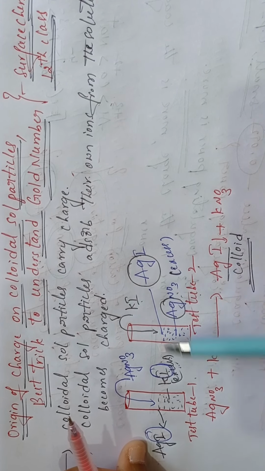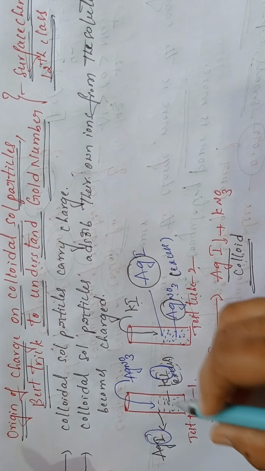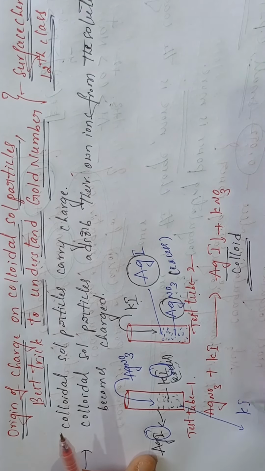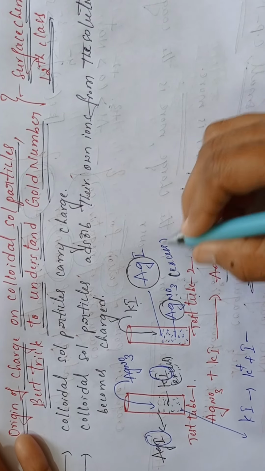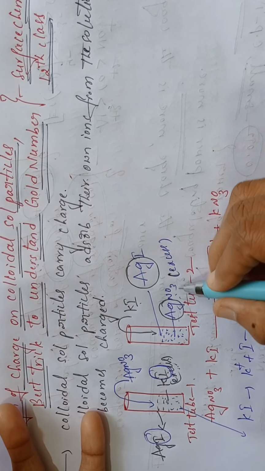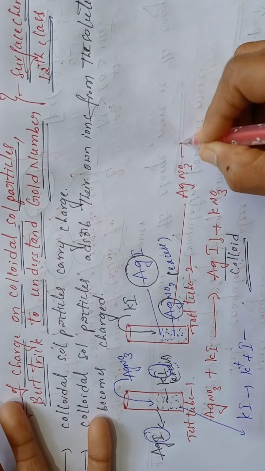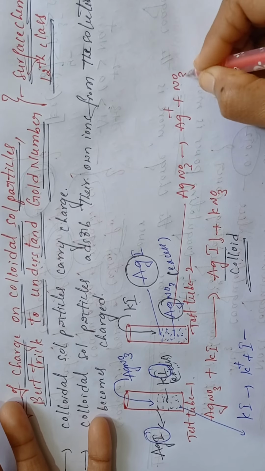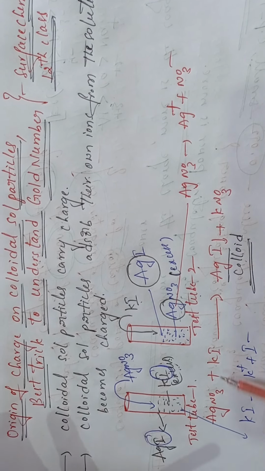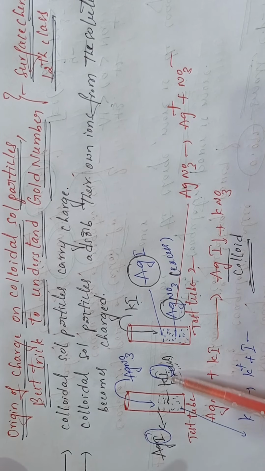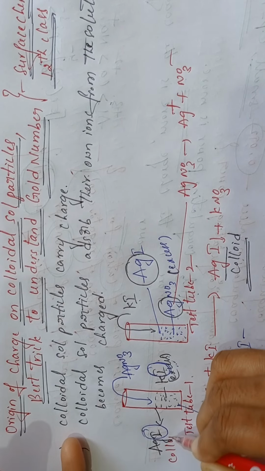Now, iodide has which charge, students? In the first test tube, KI dissociates into K plus and I minus. In the second test tube, silver nitrate dissociates into Ag plus and NO3 minus. Are you clear? So which ion is the common ion in the first test tube? Iodide. This is the silver iodide colloid.